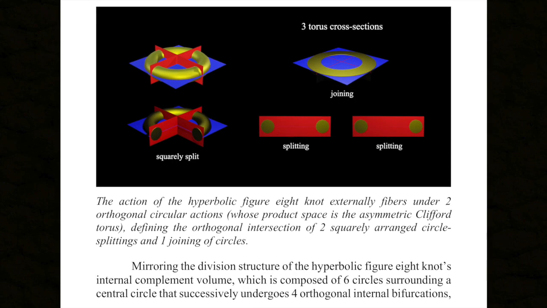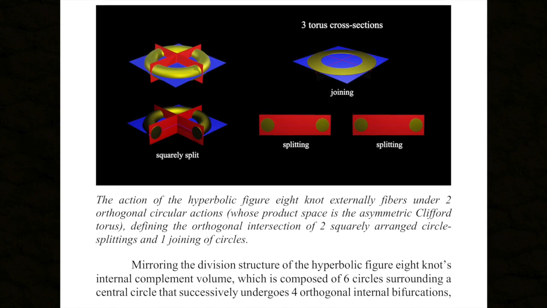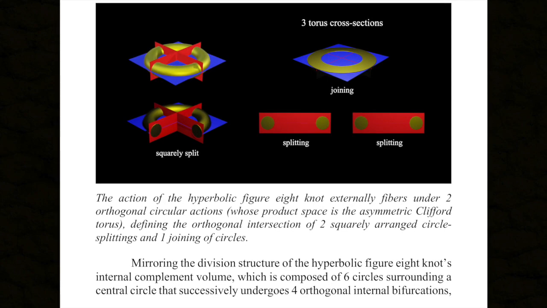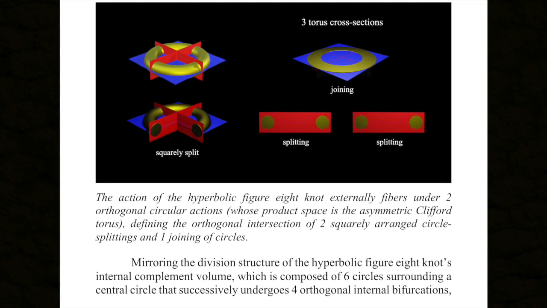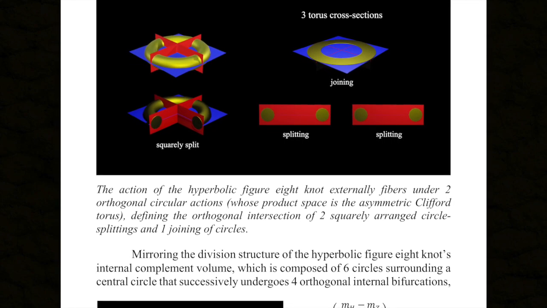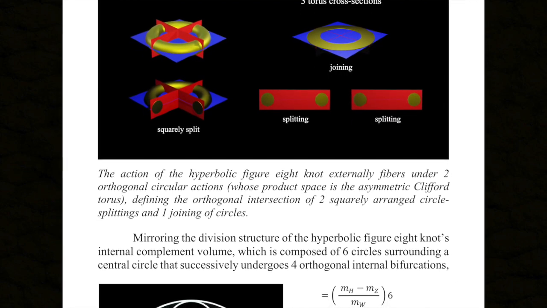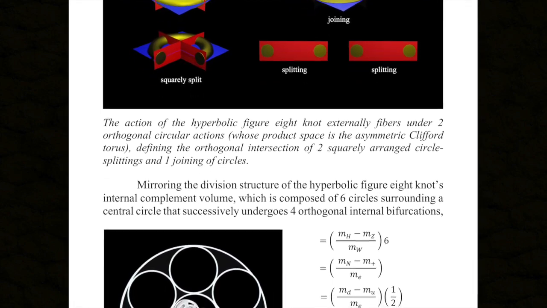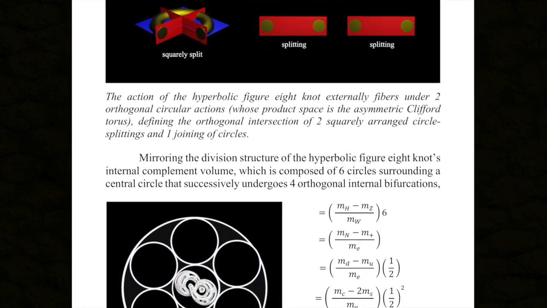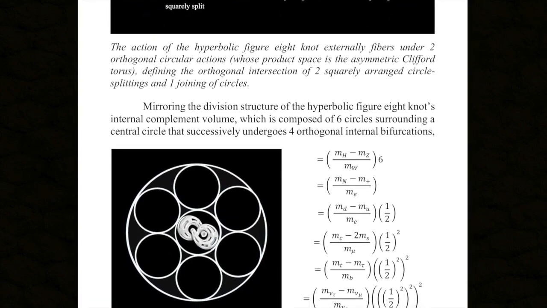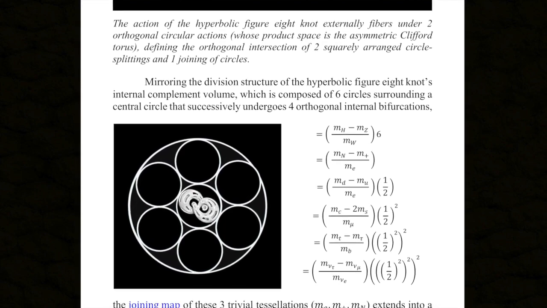Okay, a simple cartoon thing to keep in mind, but it's generally helpful to remember that geometrically we're talking about a closed boundary that's toroidal. It's the asymmetric Clifford torus. The internal construction of this balance also extends to set the possible tessellations of all the allowed 17 fundamental values of mass. Mirroring the division structure of the hyperbolic figure-8 knot's internal complement volume, which is composed of 6 circles with an inside circle, so 7 circles in its most general decomposition.